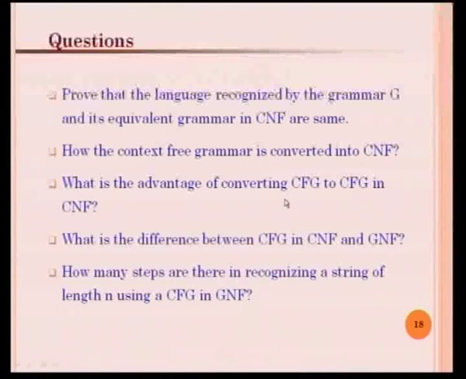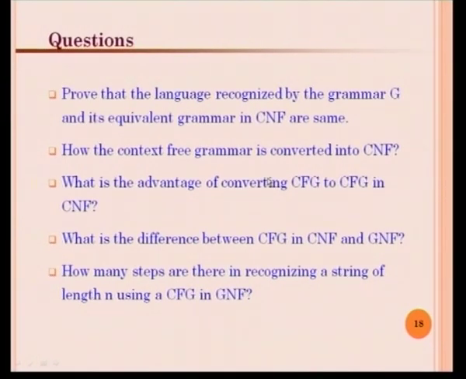Then, what is the advantage in really converting the context-free grammar to CNF, and what is the difference between the context-free grammar in CNF and GNF? The prime advantage is the number of steps we have as far as the recognition of the languages is concerned. So you may have questions from that component also. How many steps are required for deriving a string of length L from the context-free grammar in CNF or in GNF? These are the question components as far as this episode is concerned. So with this I conclude this episode. Thank you all.